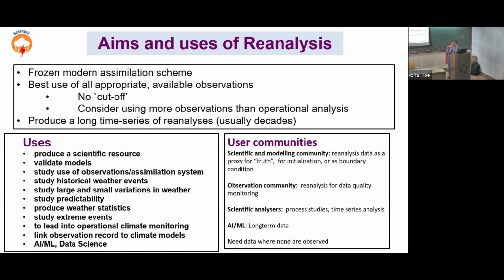And we were discussing that yesterday, in the first two talks, about the observations. So we know that we don't have conventional observation and even satellite observation at each and every point. So when you do the reanalysis, depending on the domain, whether it is global or regional, you will get data where none are observed. So some information you will get about where there is no observation also. So these are some of the user communities.